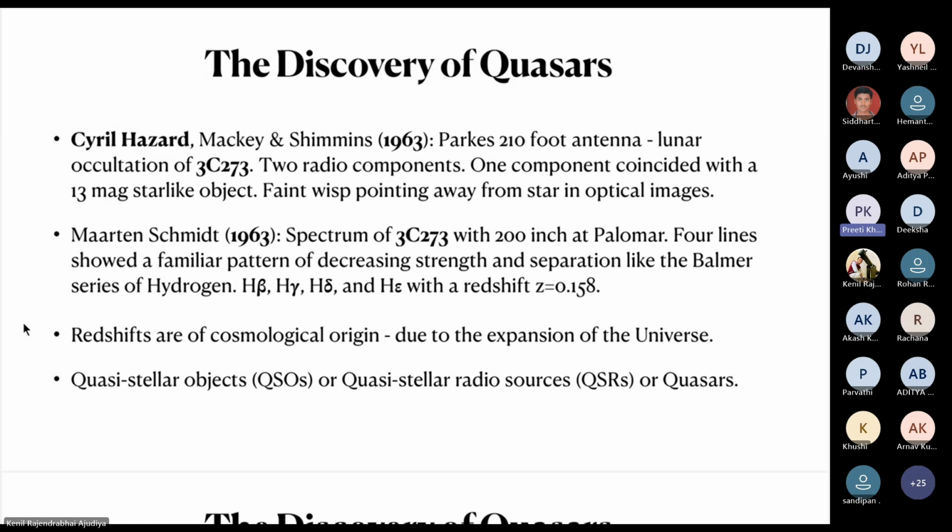And then, because they could get very accurate positions of these radio sources in the sky, they could also identify one of those components with what looked like a star. And it was a bright star. It was a 13th magnitude star.